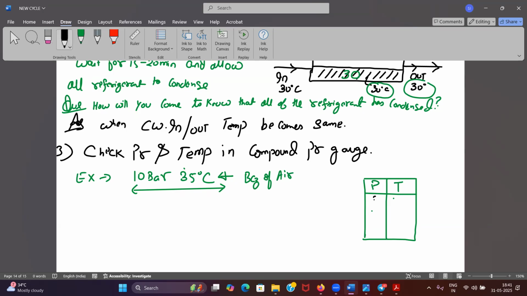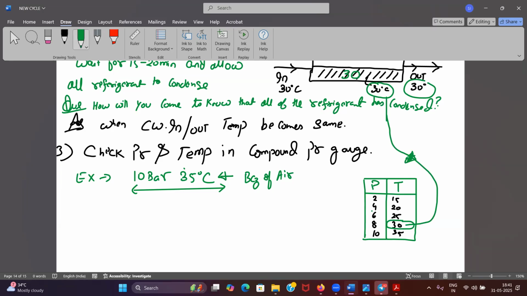Suppose 2 bar, 4 bar, 6 bar, 8 bar, 10 bar. For example, I will give temperatures also: 20, 25, 30, or 25, 30, 35. So I will check in the PT chart what is the corresponding temperature of my refrigerant. The refrigerant temperature was 30, isn't it? Agreed?